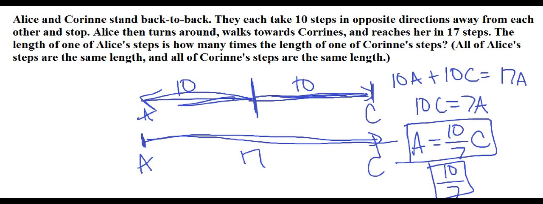Okay, so now I'm going to take the time and slow down a little bit and explain where I got that answer. What we needed to do is find a relationship between A and C, and then find how many times, basically A equals what times C. In order to do that, I drew a picture, and I showed that this distance here was Alice's steps, so I called those A, and this distance here was C, because they were Corinne's steps. And so her 10 initial plus Corinne's 10 initial were equal to her taking 17.